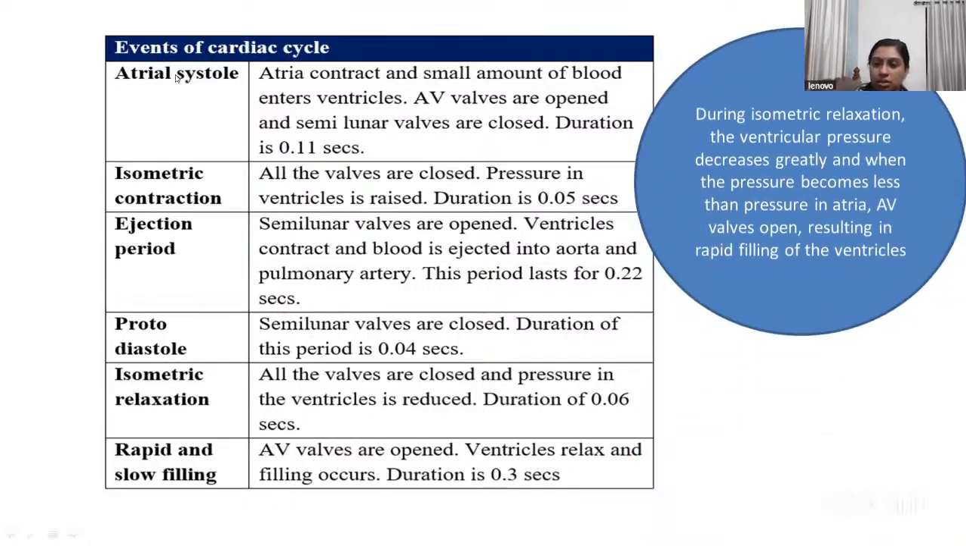Next is isovolumetric relaxation, which I already mentioned: the ventricular pressure decreases greatly. When the pressure becomes less than the pressure inside the atria, the AV valves have to open, resulting in the rapid filling of the ventricles.